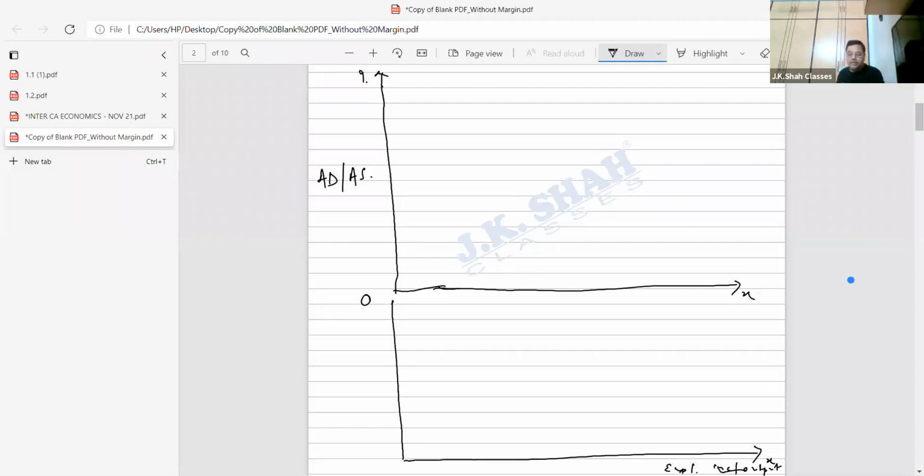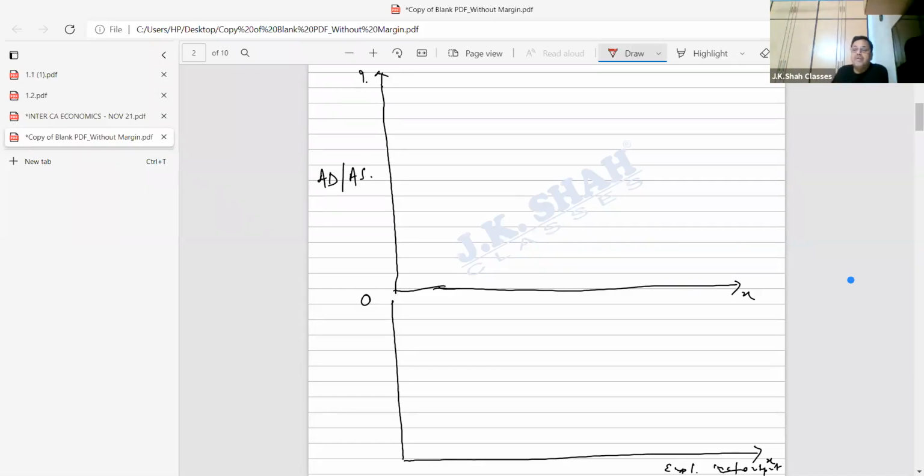Now, let's start. All of you kindly pay attention. The first thing we need to understand is, students, when in the country employment is zero. Tell me fast, when employment is zero, supply will be zero.